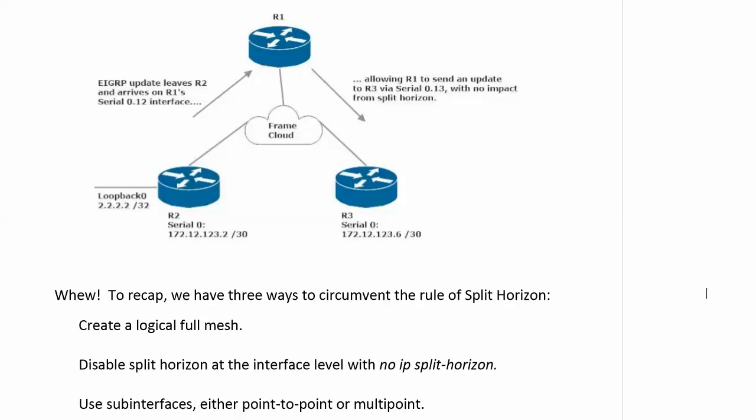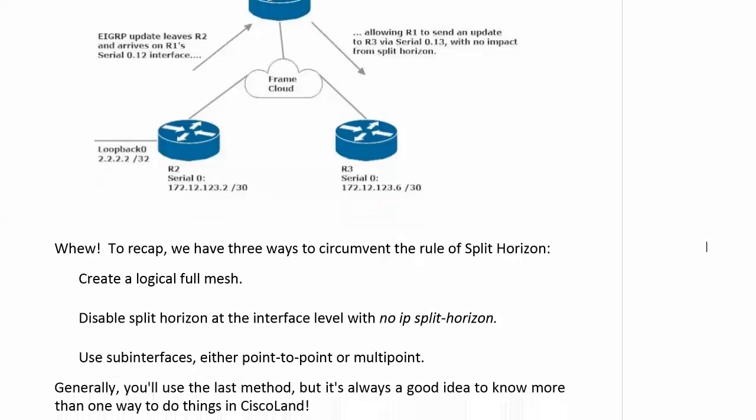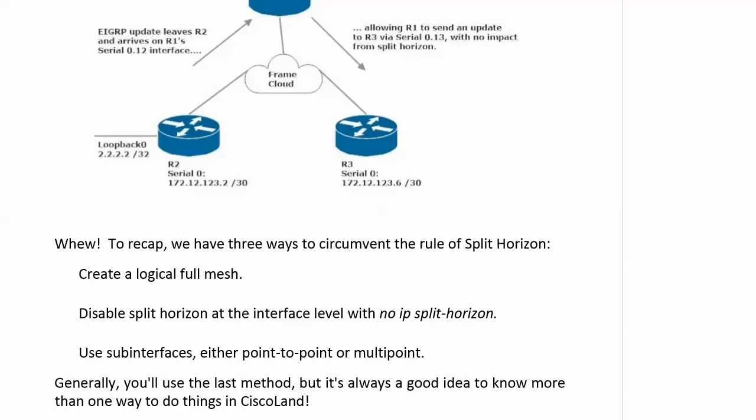We talked about and then saw disabling split horizon at the interface level with no ip split-horizon. We know that while that may give you the result you want, it may also give you some results you don't want. And you can use sub interfaces, which is what we did in this last lab, and it worked out real well for us. And you can use either point-to-point or multi-point sub interfaces. Generally, you're going to use the last method, but it's always a good idea to know more than one way to do things in Cisco land.